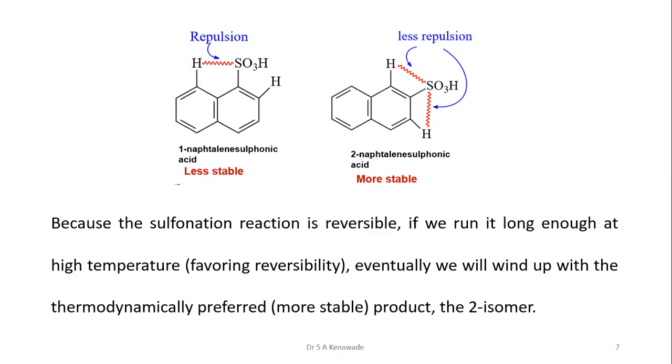The product formed first, the less stable 1-naphthalene sulfonic acid, is produced fast, but the nature of the product is very unstable because of the repulsion between adjacent protons. After consuming some more energy, it will rearrange to produce the most stable compound, that is 2-naphthalene sulfonic acid.